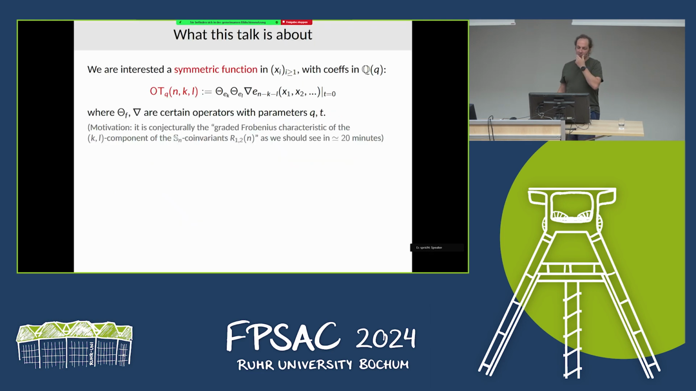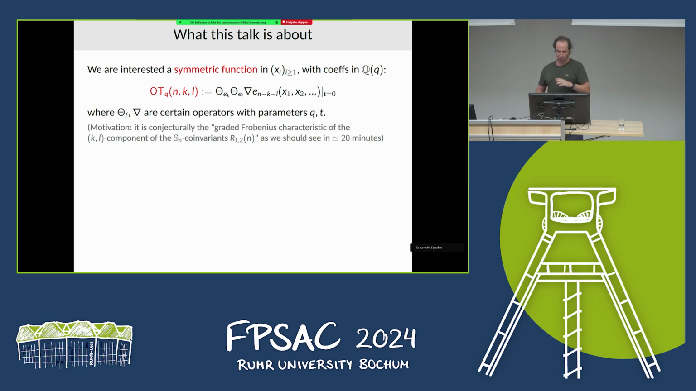I'll keep the representation theory part to the second part. So we'll look at this mysterious symmetric function with some mysterious operators. I'll never really define these operators, but just know it's a symmetric function in this indeterminate xi with coefficients that will turn out to be polynomials in Q. And the motivation, let's say in 15 to 20 minutes, I'll explain what this symmetric function is supposed to mean. Conjecturally, it is supposed to be a certain graded Frobenius characteristic.